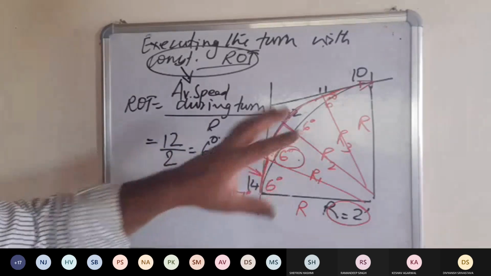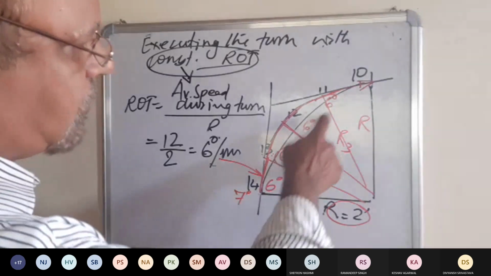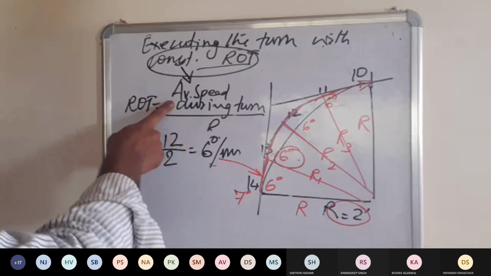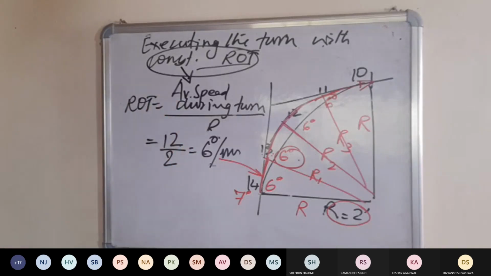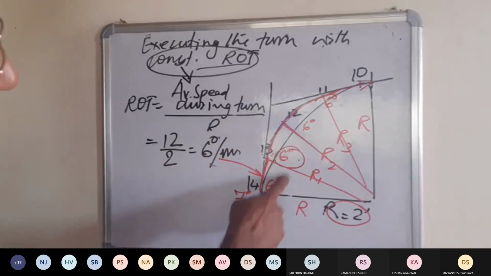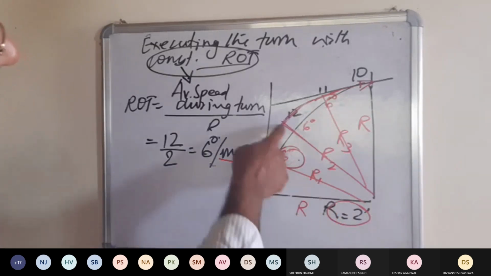So this is a more practical method of making the turn, where you are keeping the ROT constant all the time, deciding the ROT on the basis of the average speed of the ship during the turn. In this case, what happens? The speed keeps on dropping, but you are giving a constant ROT, and that results in a changing radius.